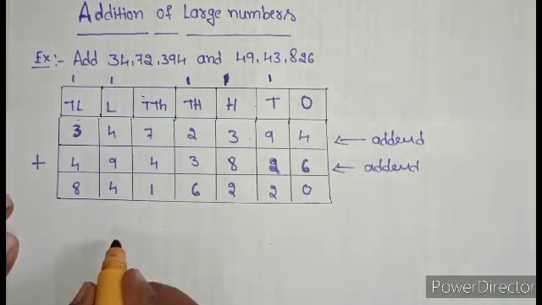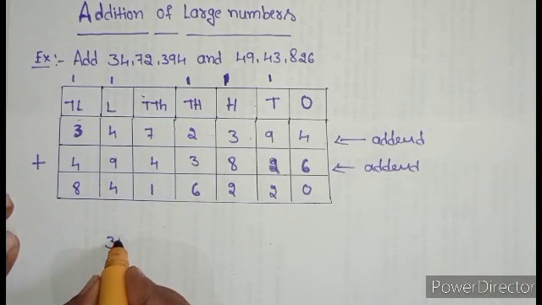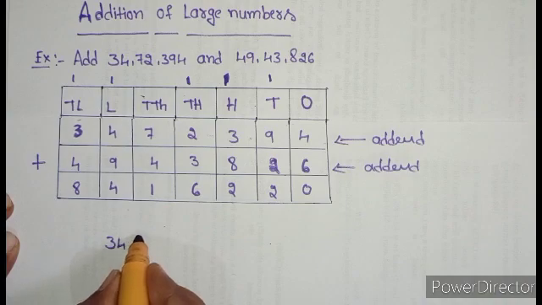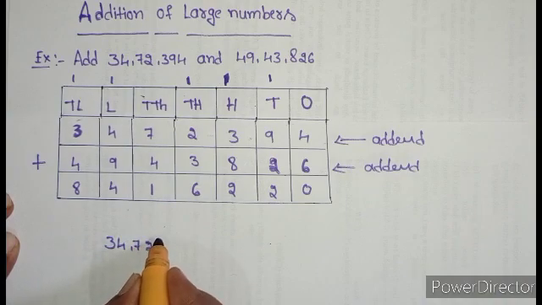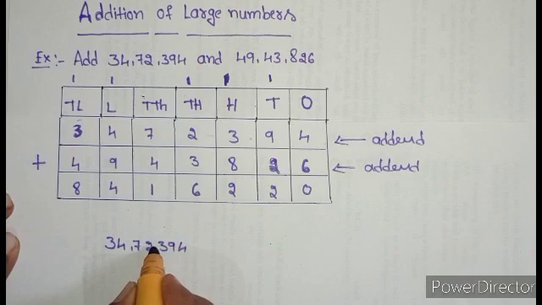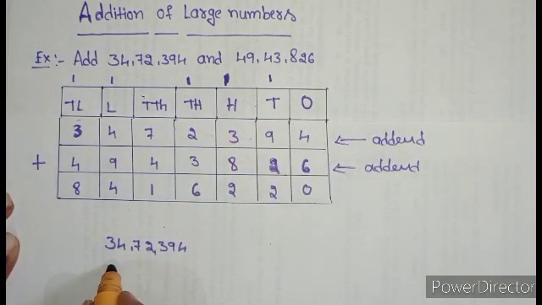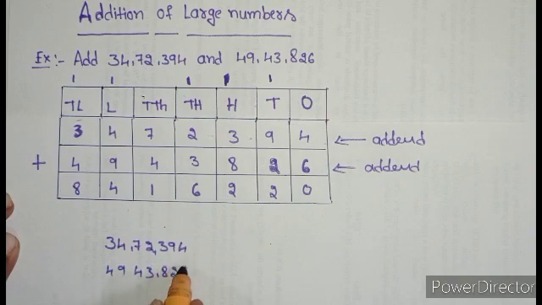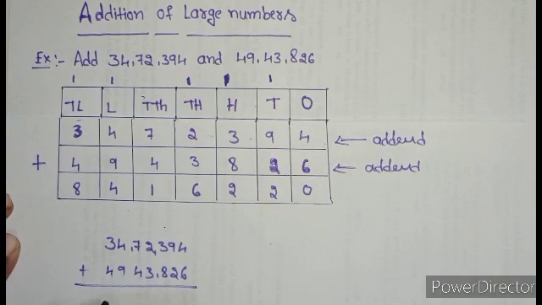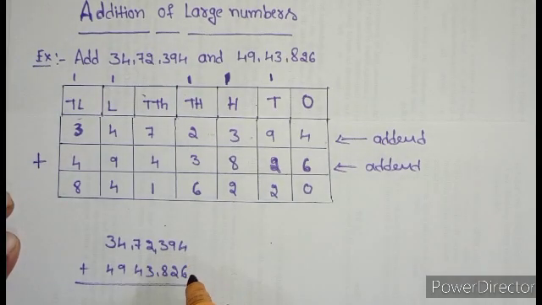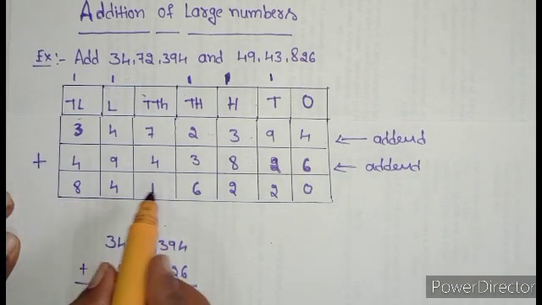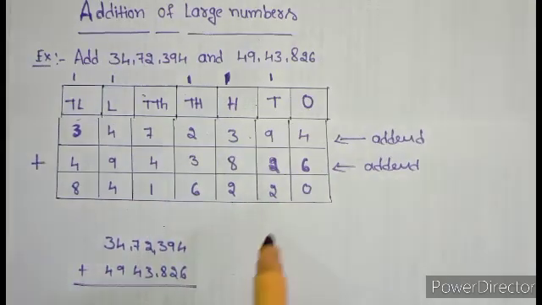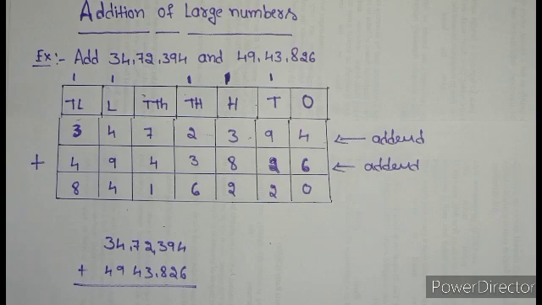We can do it directly also, by taking these numbers: 34 lakhs 72,394 and 49 lakhs 43,826. Like this we can do it directly also. When we add these two numbers we get 84 lakhs 16,220. Like this is addition of large numbers.